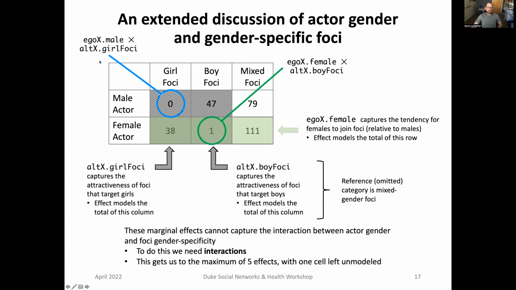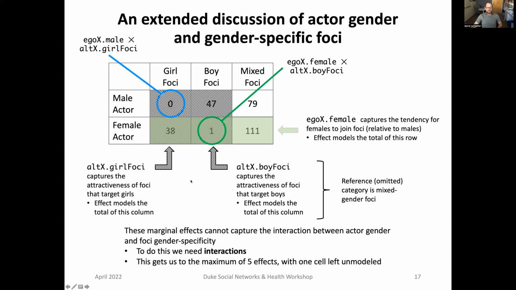Okay, so we're going to have one interaction that's a male actor by girl foci. We expect that to have a negative estimated coefficient. And then we have another interaction that's female actors by boy foci, which we also expect to be negative, because these are far less likely than we would expect by chance.